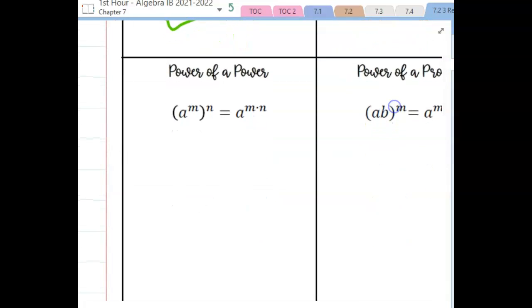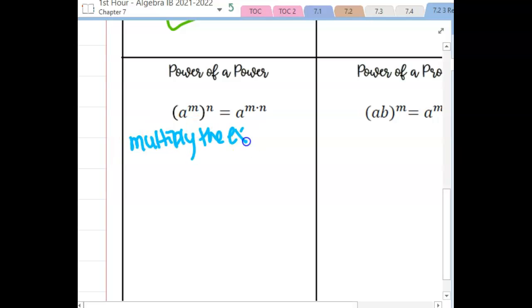Okay, the next rule, and these are the two that are really easy to get confused. This is the power of a power. So we have a power raised to another power. This is where you are going to multiply the exponents.